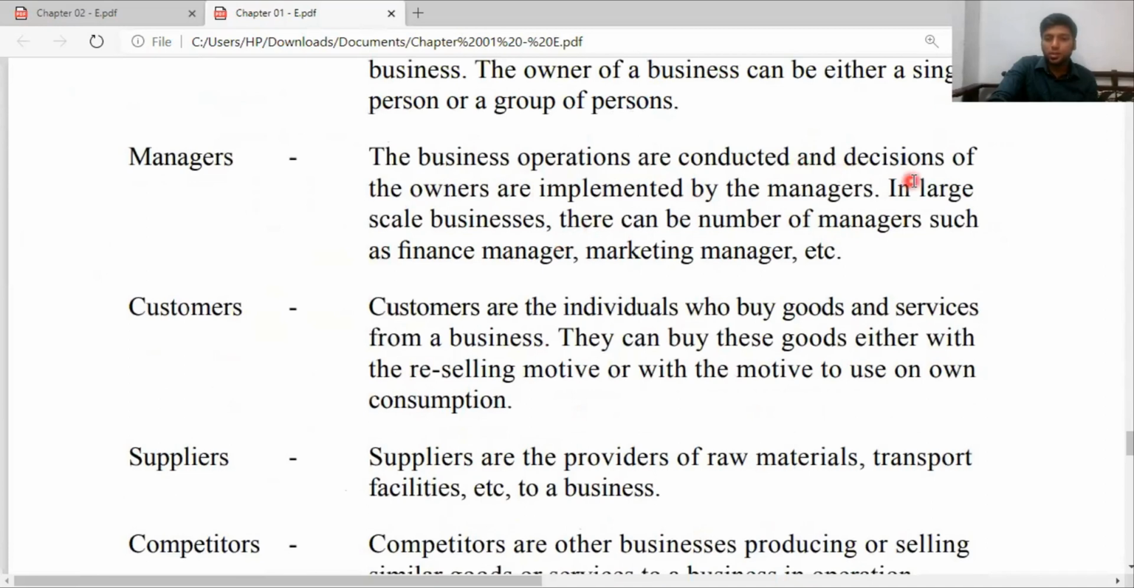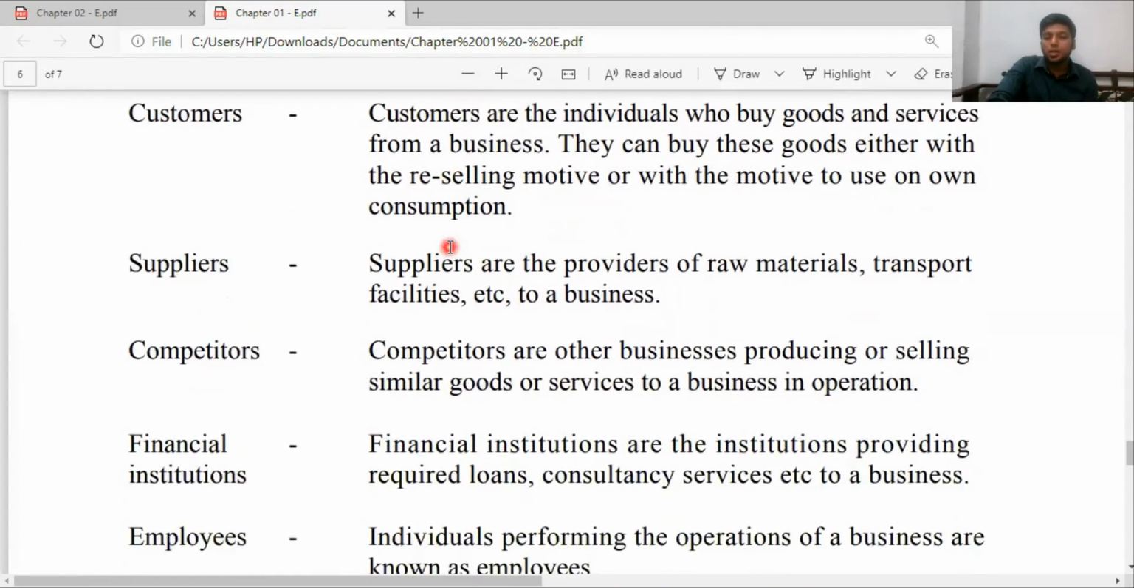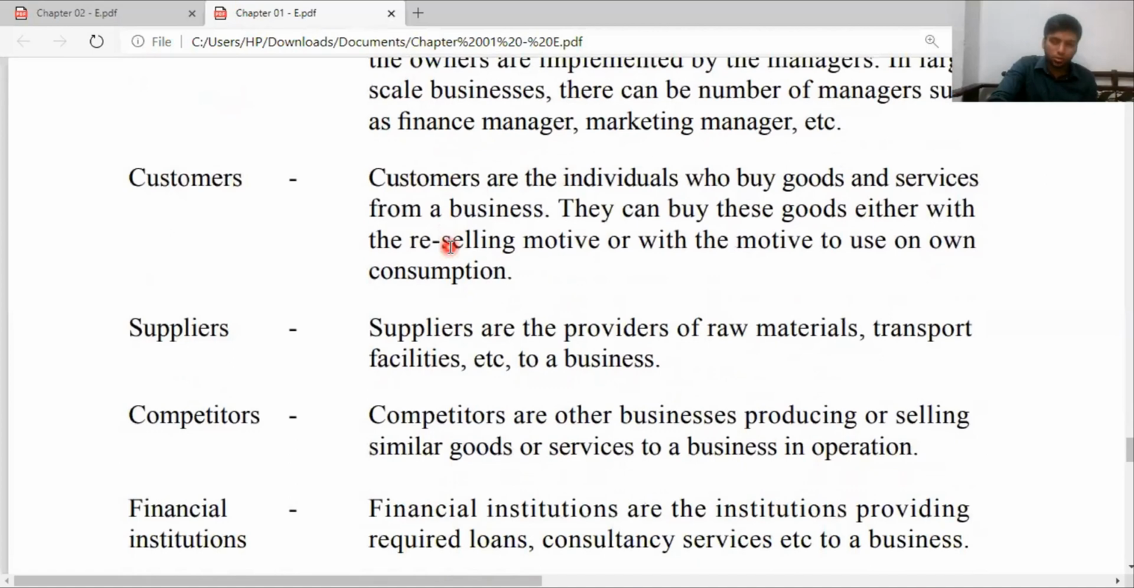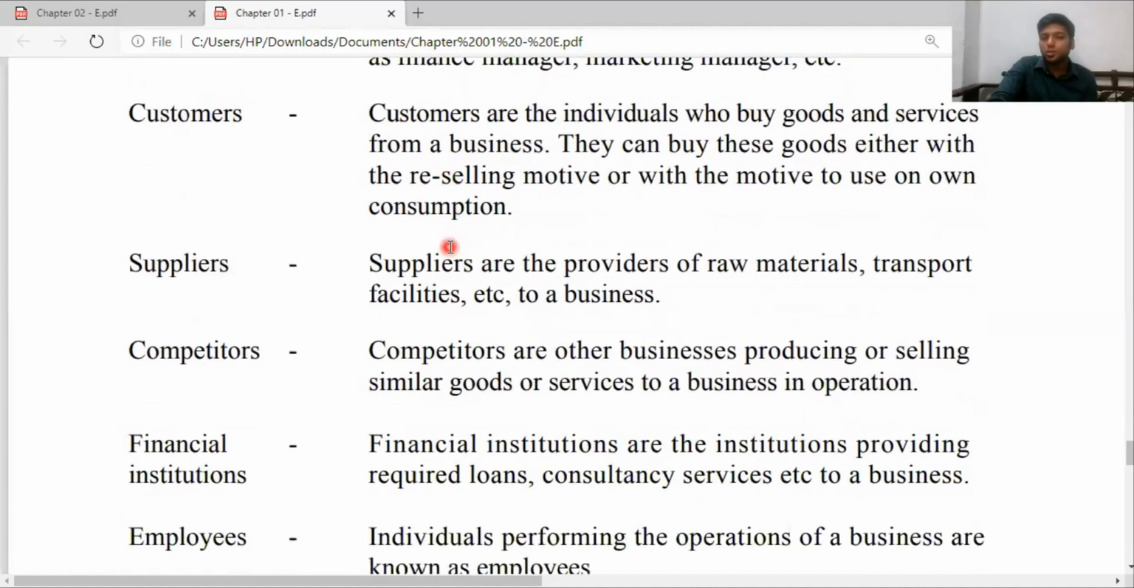Manager: the business operations are conducted and decisions of the owners are implemented by the managers. In large scale business, there can be a number of managers such as finance manager, marketing manager. Now these areas are read by me for your knowledge, but this is not tested on exams. So know these terms. Who are customers?